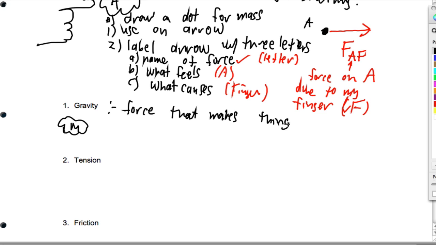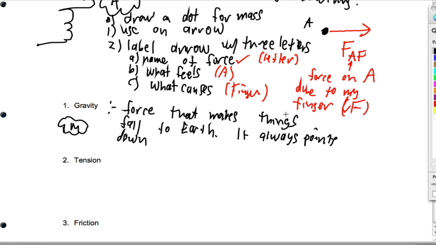And of course, we get a deeper definition when we watch The Elegant Universe. But we're going to really keep this simple. It's the force that makes things fall to the earth. So what does that mean? It always points down. So now I'm going to tell you how to label it. Again, we're going to follow this procedure here.